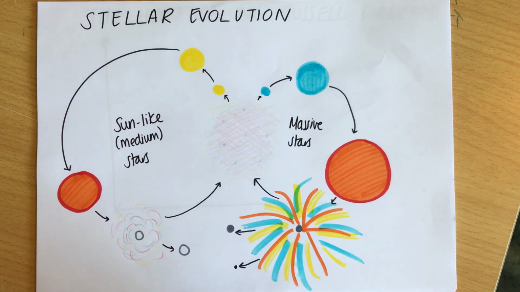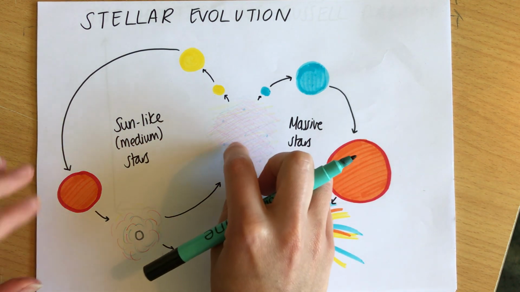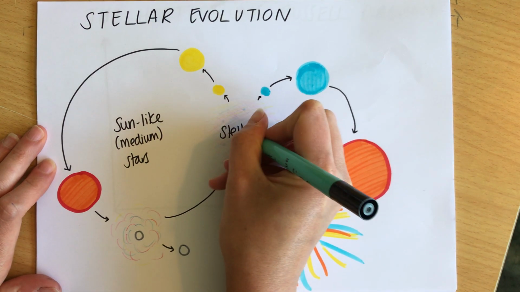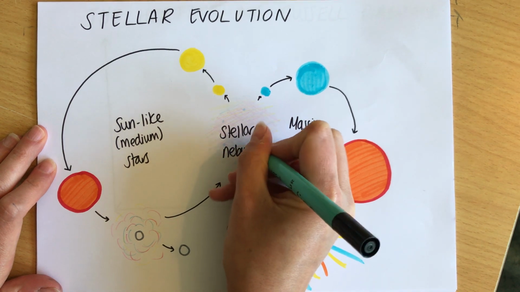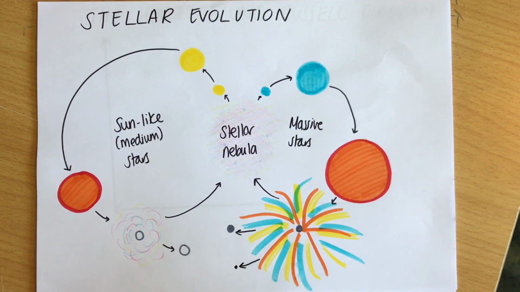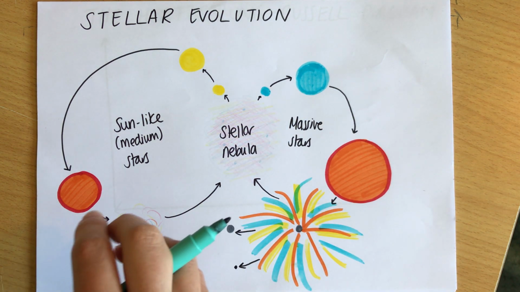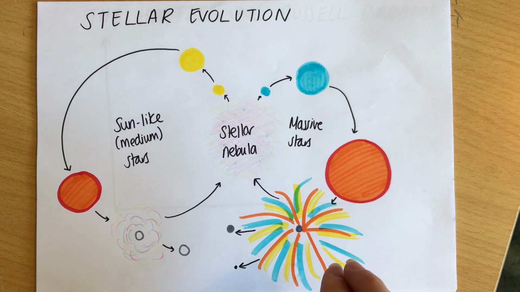And the first thing to notice is that they both come from the same thing. They both come from here, and this is a stellar nebula. And a stellar nebula is just a cloud of gas and dust, often from old stars, or in earlier times, clouds of gas and dust that had been around since the Big Bang, or just after really. So they both start from the same point, and then you might notice that my sun-like star circle, or life cycle as it were, is bigger than my massive star circle, and that is because sun-like stars have a much longer life cycle than massive stars.